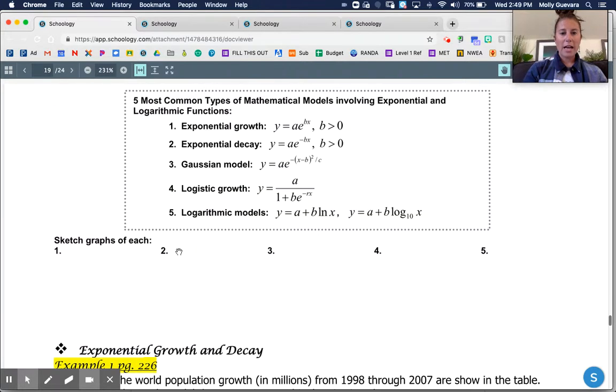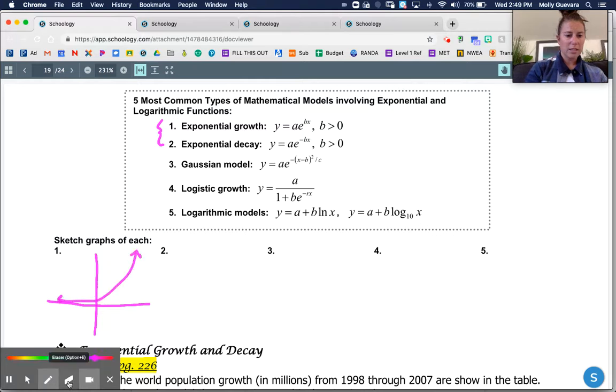Okay, so out of these 5 most common models using either exponential or logs, we're only focusing on 1 and 2. The first one that we're focusing on is exponential growth. So this means I'm increasing from left to right. So it's doing something like this. And I have my asymptote there on the x-axis.